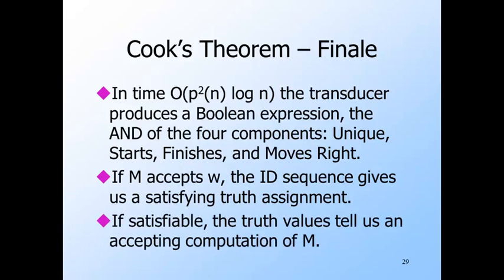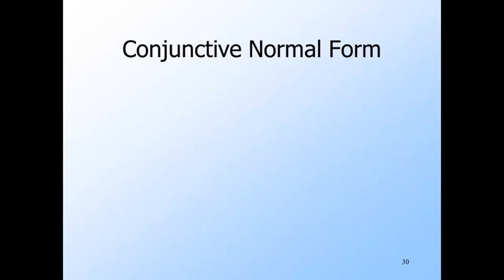Conversely, if we have a satisfying assignment for the expressions, we can get unique values for the x_ij's from the propositional variables. The unique expression assures that the x_ij's can be given unique values. And starts, finishes, and moves right assure us that the x_ij's form an accepting computation of M with input w. That is enough to show that every polytime non-deterministic Turing machine's language is polytime reducible to SAT. We now have one problem, SAT, that we know to be NP-complete.